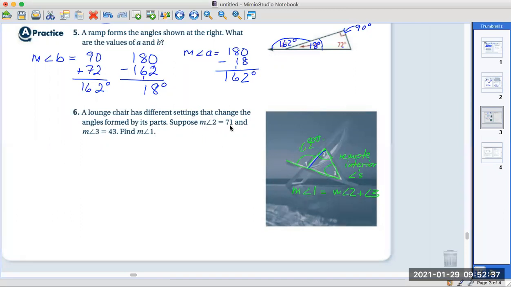Anyway, suppose measure angle 2 is 71. So I'm going to put that number there. And measure angle 3 is 43. What's the measure angle 1? Well, easy. We're going to add these two. 71 plus 43 is 114 degrees.